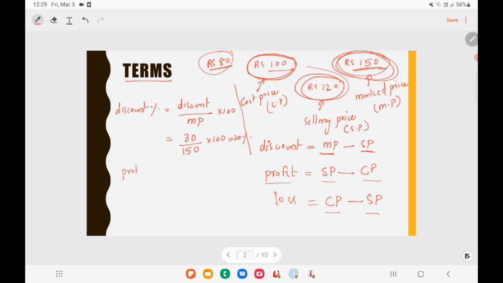Here again, profit percentage is equal to profit divided by cost price into 100. Similarly, if he was having a loss, loss percentage is equal to loss divided by cost price into 100. So here we studied a lot of concepts. We studied what is cost price, what is marked price, what is selling price, then what is discount, what is profit, and what is loss. Then again, what is discount percentage, what is profit percentage, and what is loss percentage. If you study these terms and concepts very well, it will be very easy for you to solve the questions on profit and loss.